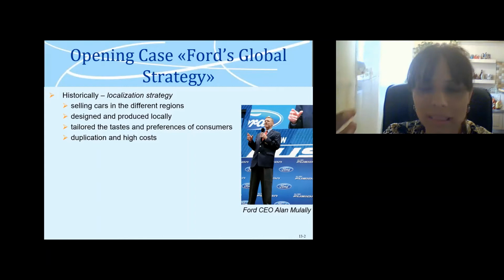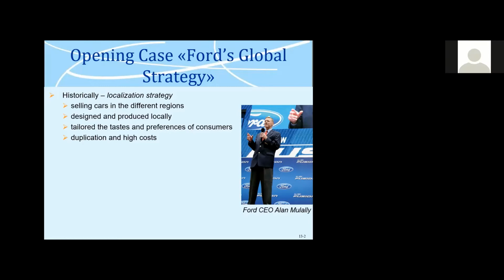So when the CEO of Ford, Alan Mulally, arrived at the company in 2006 after a long career at Boeing, he was shocked to learn that the company produced one Ford Focus for Europe and one Ford Focus for the United States. And he said, can you imagine having one Boeing 737 for Europe and one Boeing 737 for the United States?